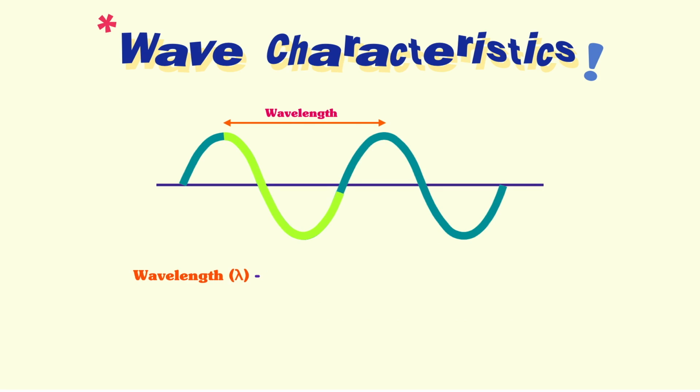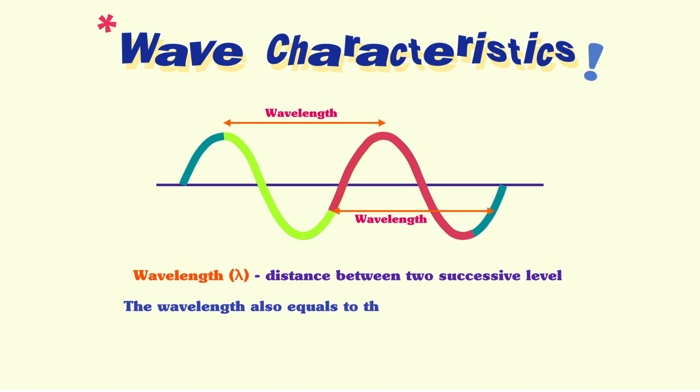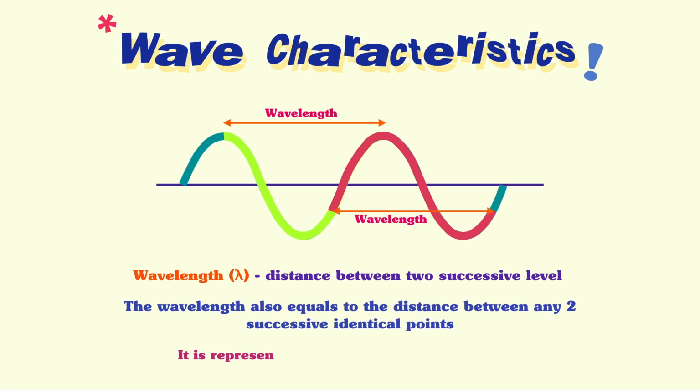This part is called the wavelength, which is the distance between two successive crests. The wavelength also equals the distance between any two successive identical points. Wavelength is represented by a Greek letter called lambda.